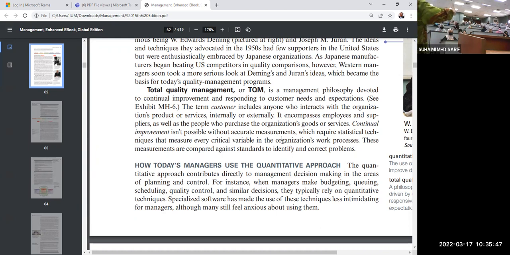That's why we have customer satisfaction surveys. We have assessments. We have audits. These are all the TQM. We call it the quantitative approach in management. This is because we want to always be perfect.